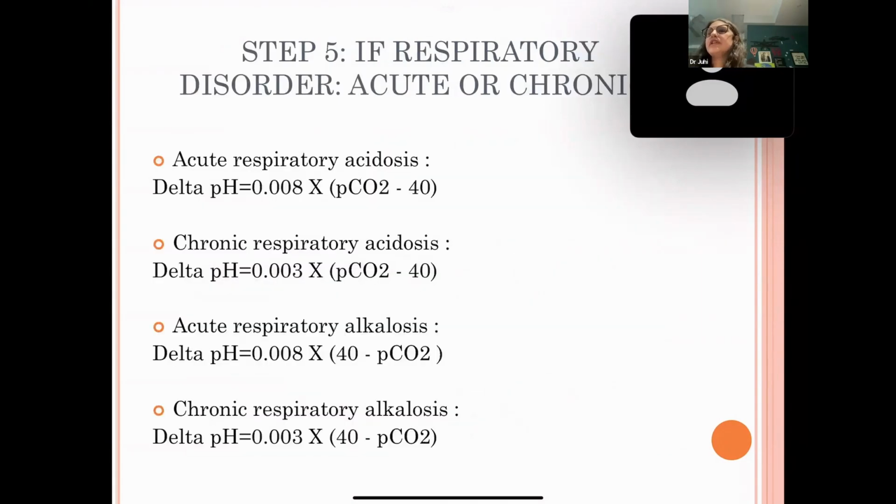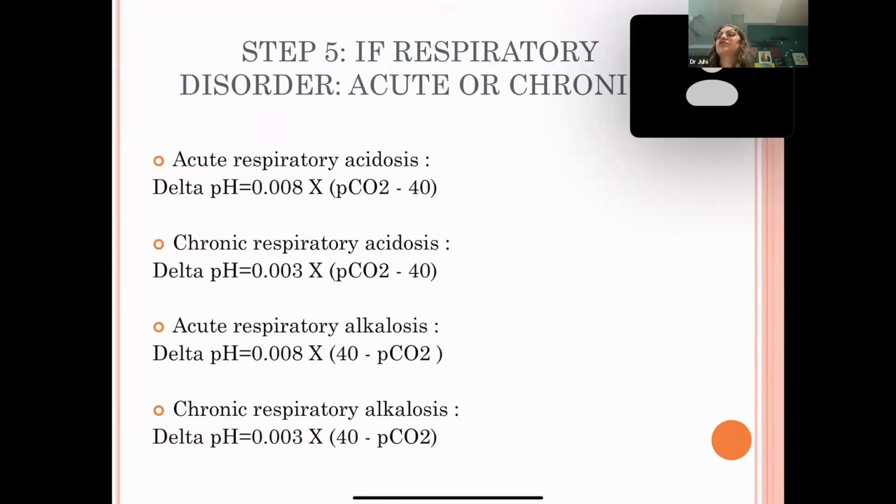Fifth step, now we need to see, अगर हमारा primary disturbance है, if it is respiratory, then we'll look for whether it's acute or chronic. ठीक है, जैसे हम बोलते हैं ना acute respiratory acidosis या chronic respiratory acidosis, तो this we need to find out in this step. If it is metabolic then this step is not needed. So for acute respiratory acidosis, we have this formula, these formulas you need to remember. Change in pH is 0.008 into CO2 minus 40 for acute, chronic 0.003 into CO2 minus 40.